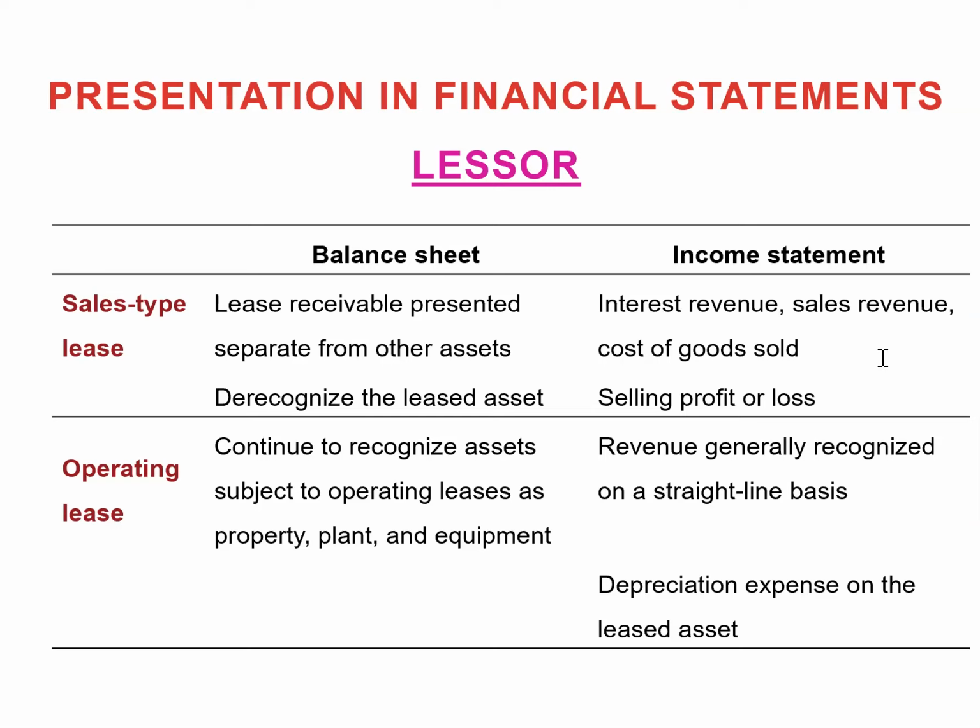On the other hand, for an operating lease, the lessor continues to show the asset just like a regular asset, plant, property, equipment. And the lessor will also record the revenues. If the lease installments are made at the beginning as an annuity due, they will show it as unearned revenue, and later they will recognize the earned revenues. And since the asset is still shown as a regular asset, the lessor will also record depreciation expense.